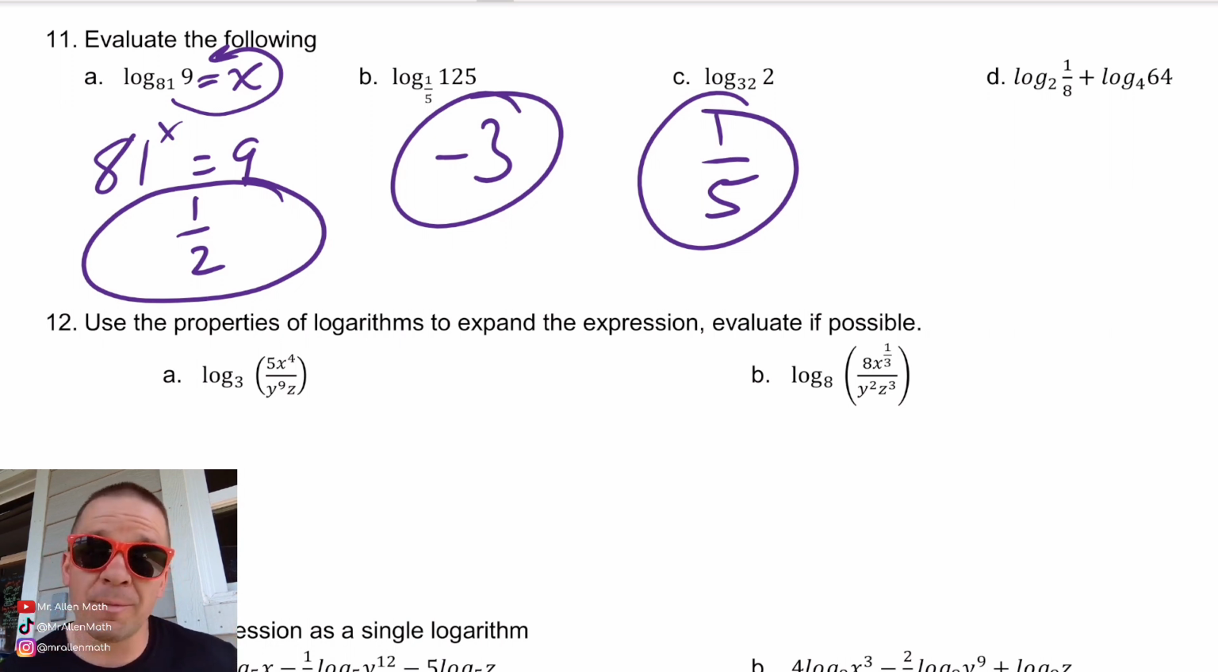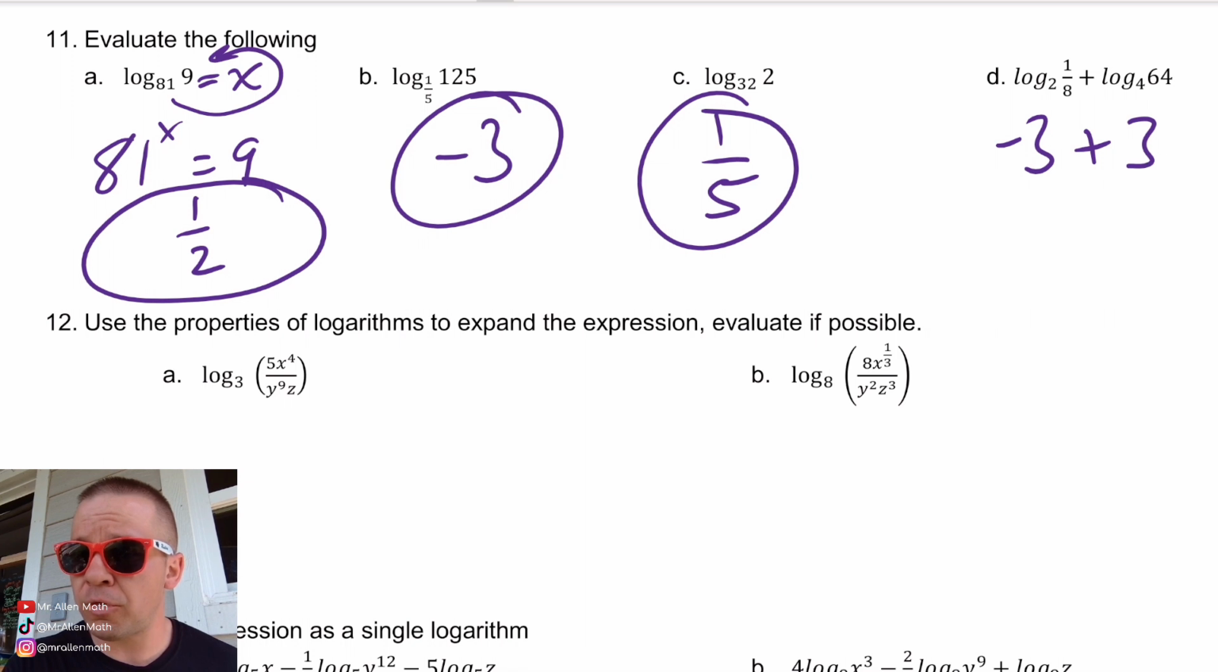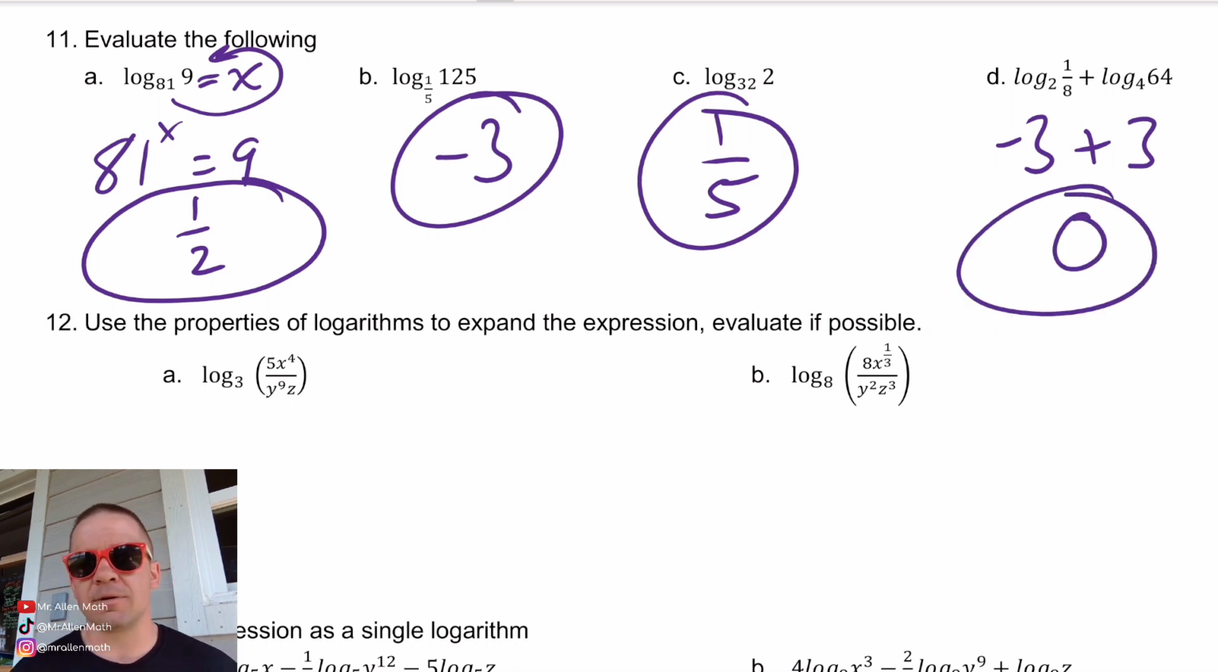All right, next one, we got log base 2 of 1/8. Well, 2 to what power gives me 1/8? 2 to the third gives me 8, so 2 to the negative third gives me 1/8. And then 4 to what power gives me 64? That's 4 to the third power would give me 64, so 0 is my answer for that last one there.